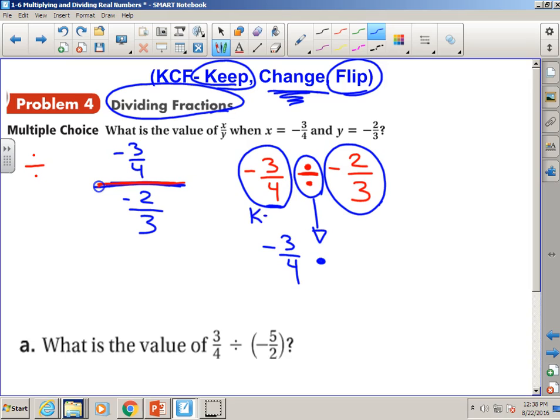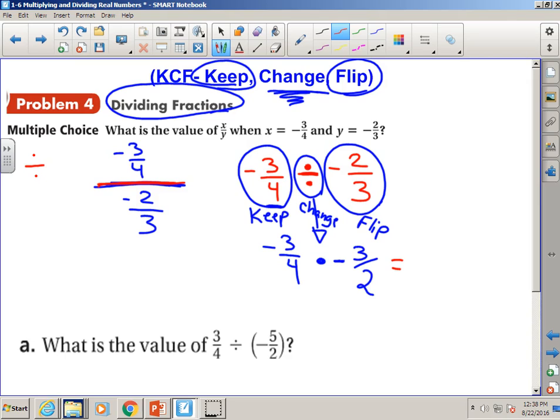So we keep, we change, and we have to flip. Now when you flip it, the fraction still is negative, so that negative stays there. So instead of a negative 2/3, now we're going to have a negative 3/2. Okay? So keep, change, flip. Again, it's a reminder of dividing fractions.